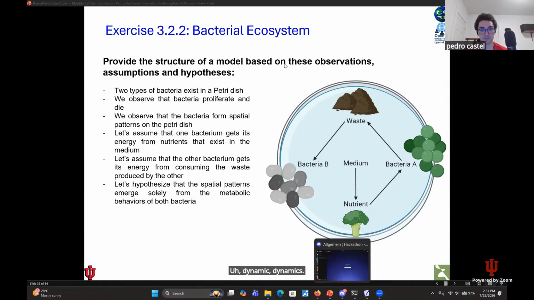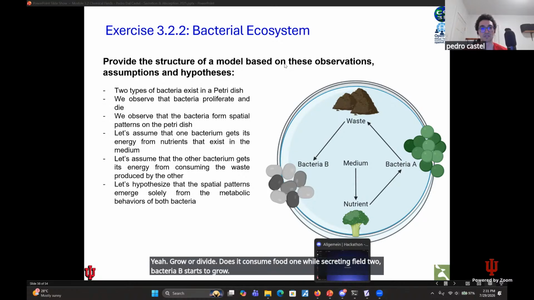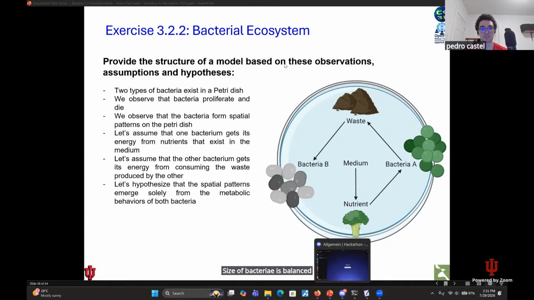Dynamics. Isotropic diffusion, proliferation is important. Grow or divide as it consumes field 1 while secreting field 2. Bacteria B starts to grow. Size of bacteria A is balanced between absorbing and secreting until it runs out of nutrient and starts to shrink. Interesting ideas. Okay, let me give you my version.